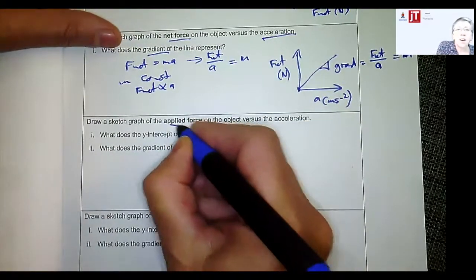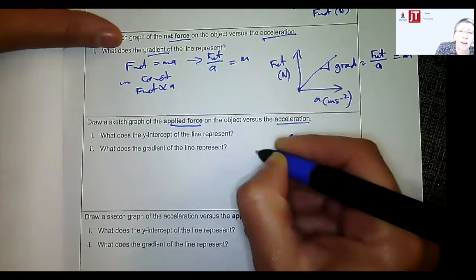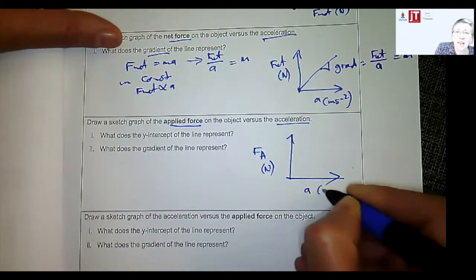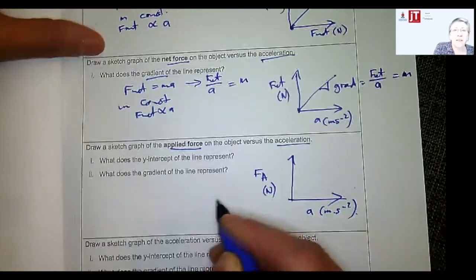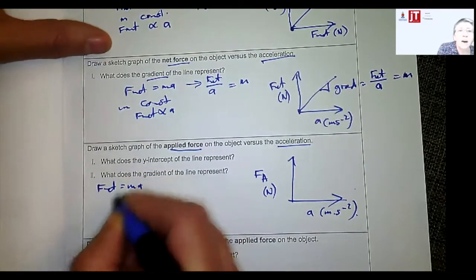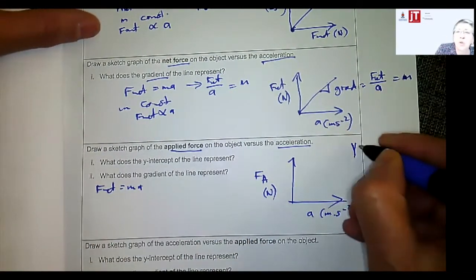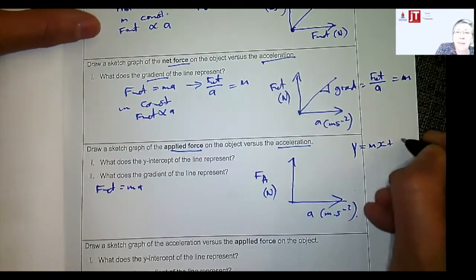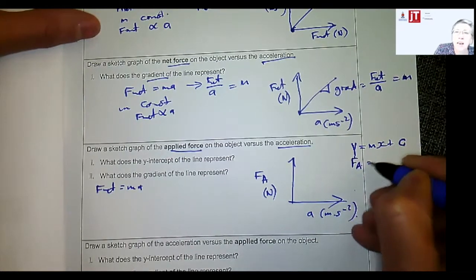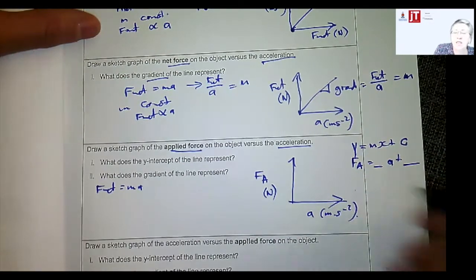Right, let's make this more interesting. Now I'm not asking the net force, I'm asking the applied force. So now we have F applied in newtons and acceleration in meters per second squared. I know my equation, F net equals M times A, but now I don't want the net force, I want A. So remember, we are working towards y equals mx plus c. What do I need in the y position? F applied. What do I need in the x position? Acceleration, and then there can be other things, but that needs to be.